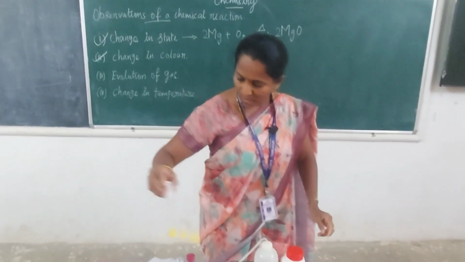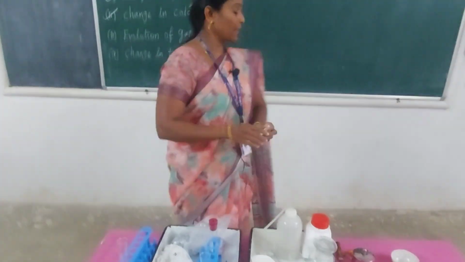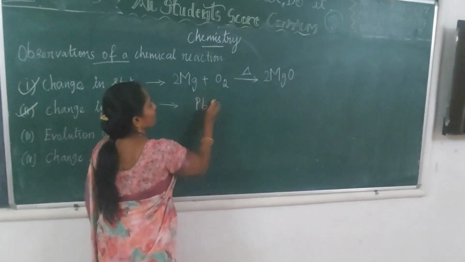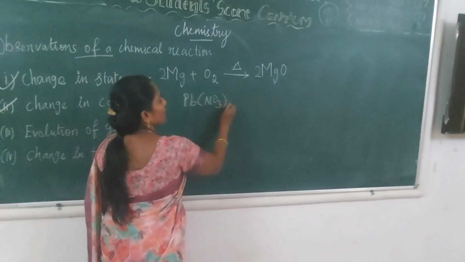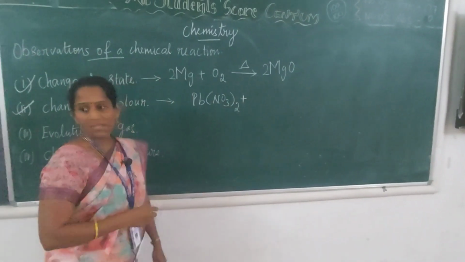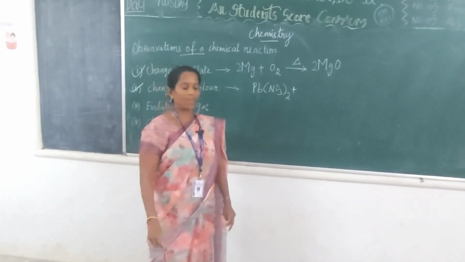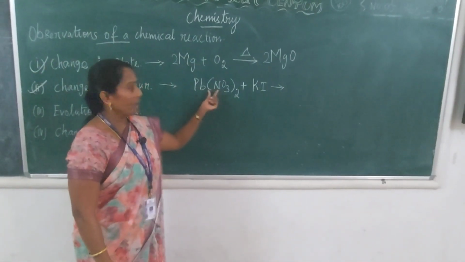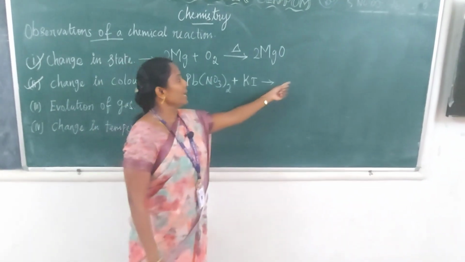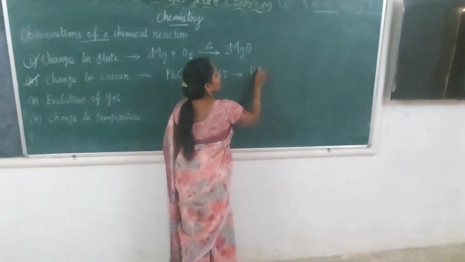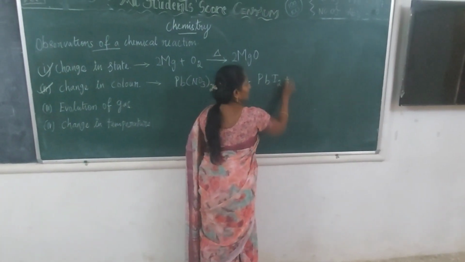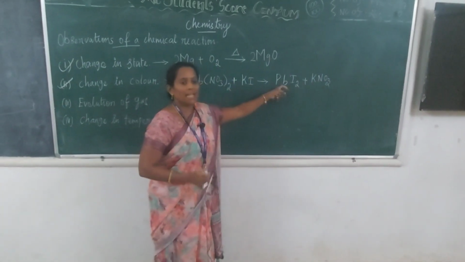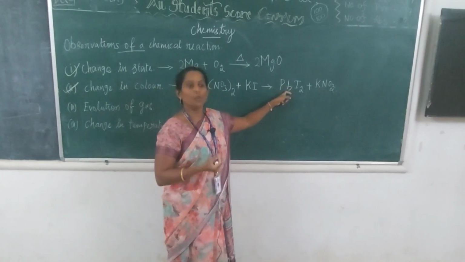The chemical equation for this reaction is, what is the formula for lead nitrate? Pb(NO3)2. Go, sit down. What is the formula for potassium iodide? KI. Good. Sit down. Lead nitrate reacts with potassium iodide. It forms lead iodide and potassium nitrate. The lead iodide is in the form of yellow precipitate.